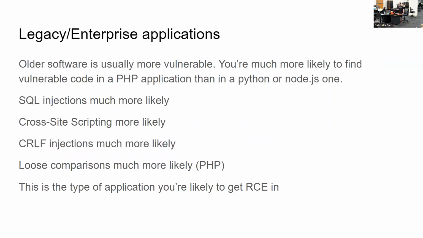So real bugs. Bugs affecting legacy and enterprise applications. Older software is usually more vulnerable. You're much more likely to find vulnerable code in a PHP application than a Python or Node.js one. SQL injections, cross-site scripting, CRLF injections, loose comparisons. They all affect older or enterprise applications more. Very little, just because we do consulting for startups and newer companies usually.